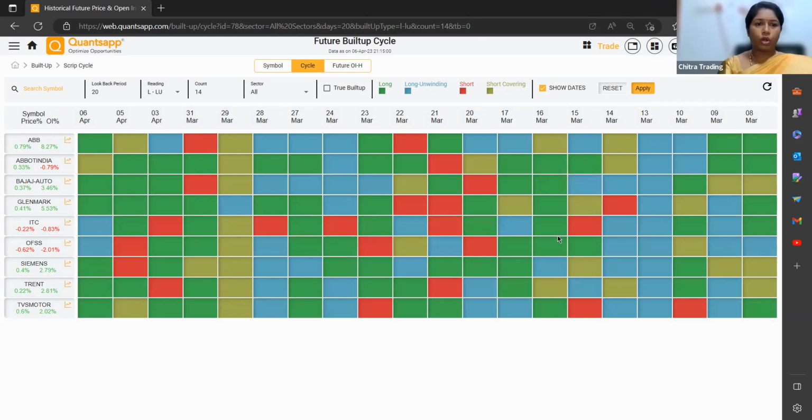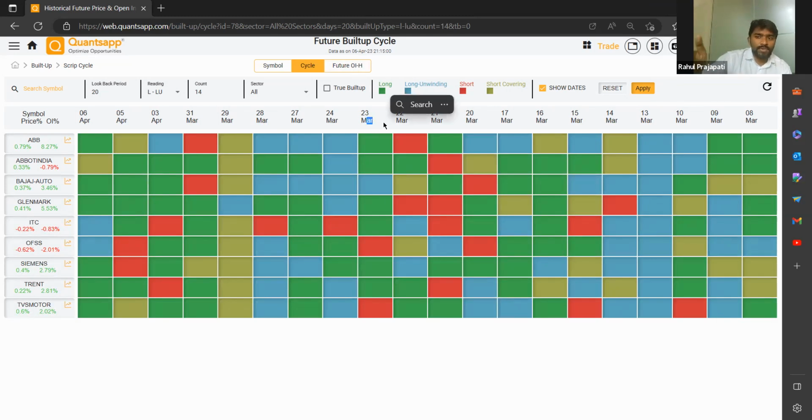For long unwinding, right? So you can see that there are a lot of stocks which are only having a green and blue color. Most of the stocks, right? You can see Glenmark. If you see Glenmark from 23rd March, the data we need to read from right to left. Okay. So it's 8th March, 9th March, likewise it's moving in this way, right? So if you read the Glenmark chart on 23rd, it was a long, right here. You can see it's a long.